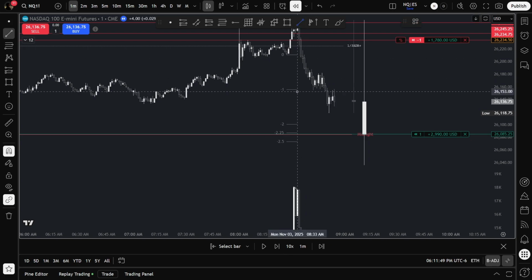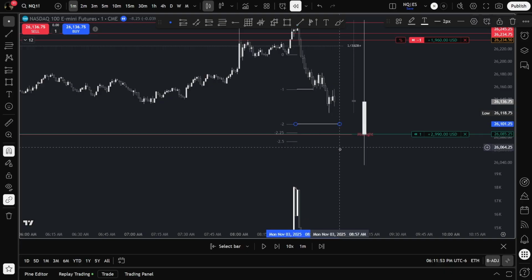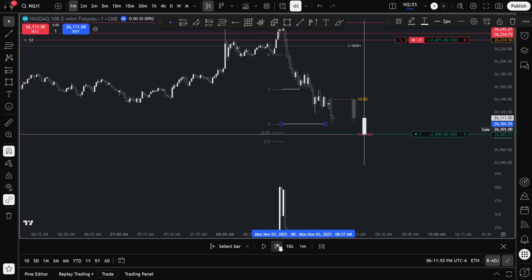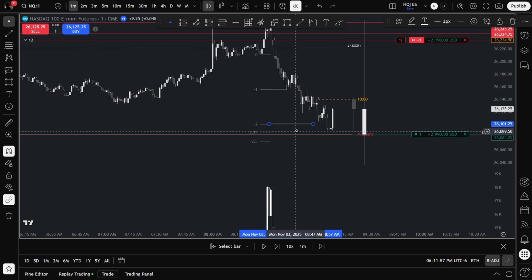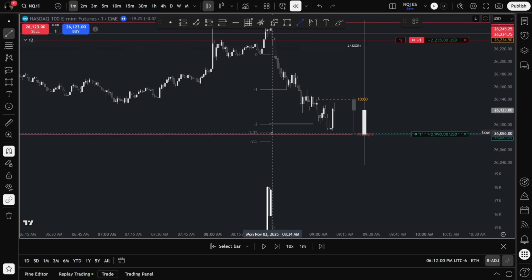As you can see, we tapped the -1 and had some hesitation there. Let's see if we tap the -2 and have some hesitation. Boom, there's a little hesitation. Tap the -2.25, slight reversal.